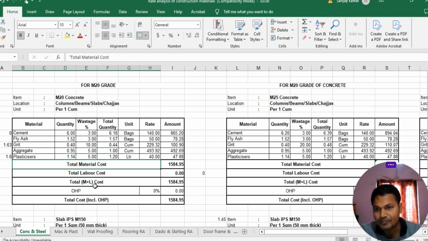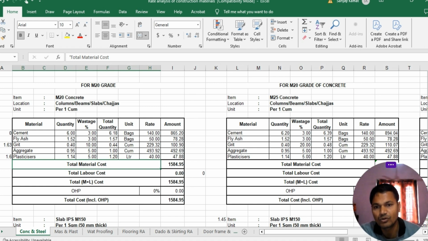So the total cost of material and labor will be how much? This time we are neglecting the labor cost, so we don't have to do the addition of the labor cost. Okay, so do one thing: sum all these amounts. 865.20, 78.28, 100.90, 492.69, 47.88. If you sum all this, then 1584.95 will come.